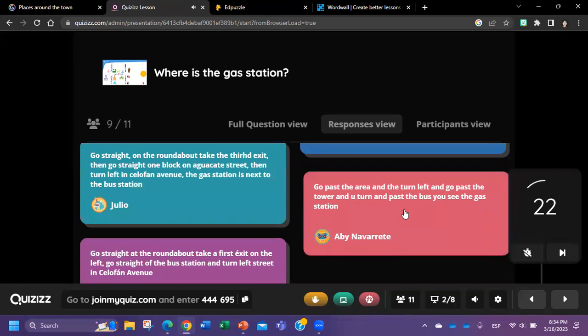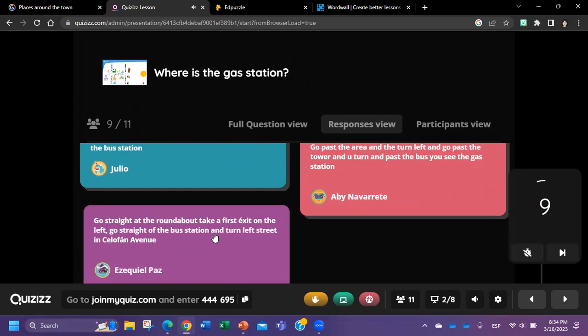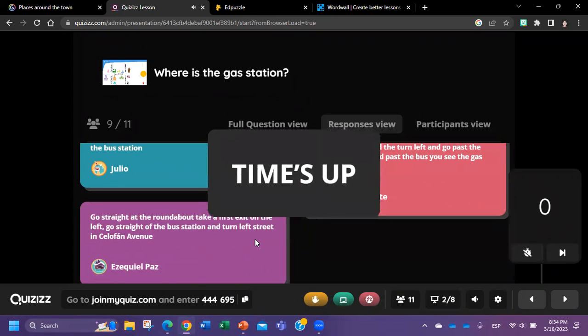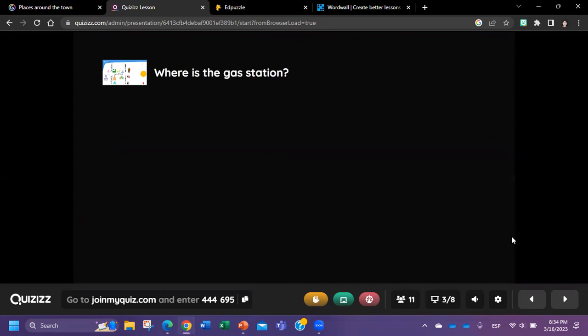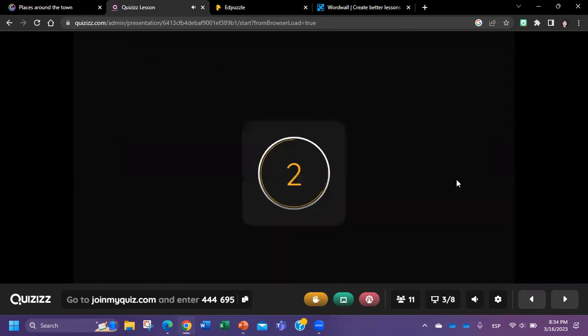Make a U-turn and pass the bus to see the gas station. Make a U-turn, go past the bus station, and you will see the gas station next to it, for example. Good, thank you, Abby. Turn left on a street on Cellophane Avenue. Okay, very nice. Excellent, everybody. Okay, next slide. Let's see how we do on this.